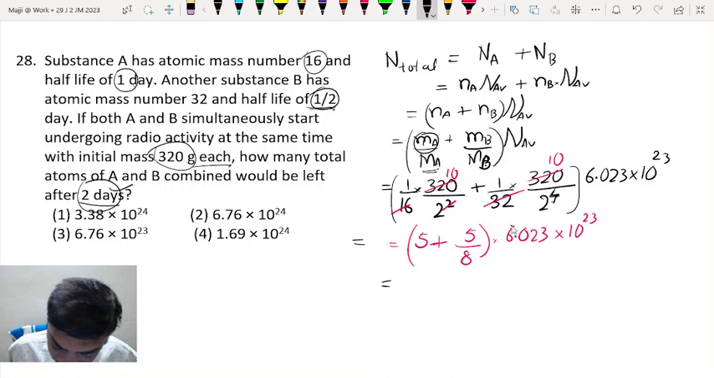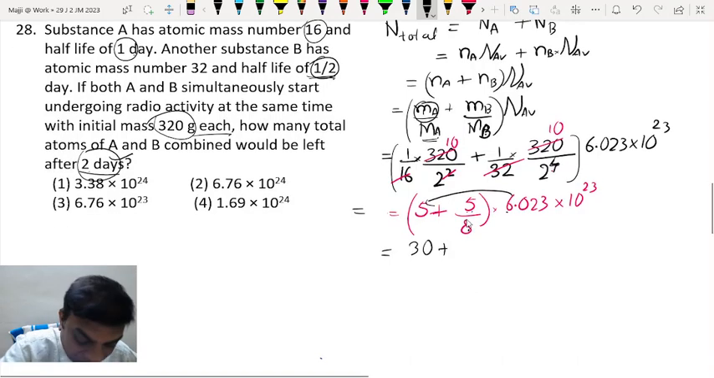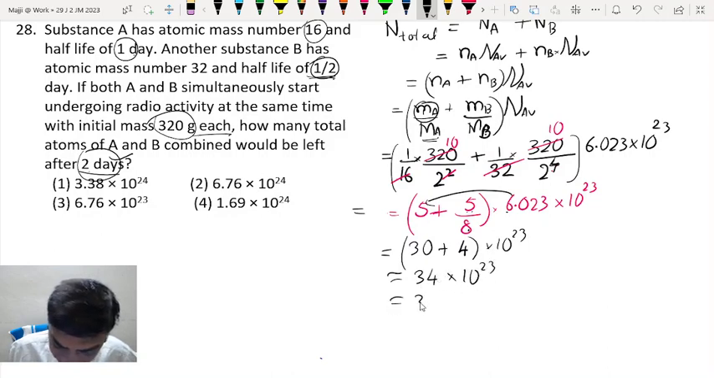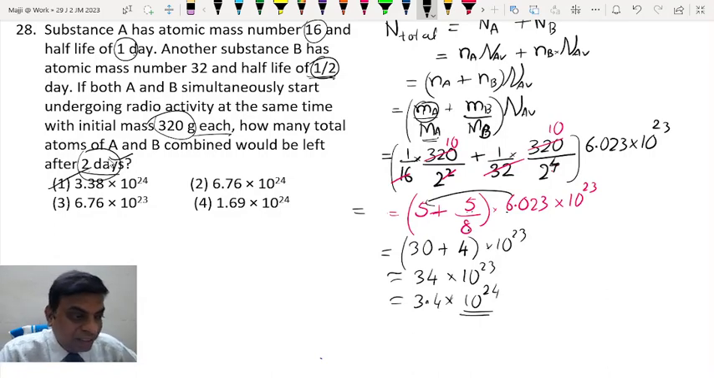So this will be, if you multiply 6 5s are 30 approximately, and this will be 6 5s are 30 by 8. 30 by 8 means 3 point something. Approximately 4. Into 10 power 23. So approximately it is around 34 into 10 power 23, which can be written as 3.4 into 10 power 24, because options are in 10 power 24. So this is the correct option. 3.38 is the correct answer.